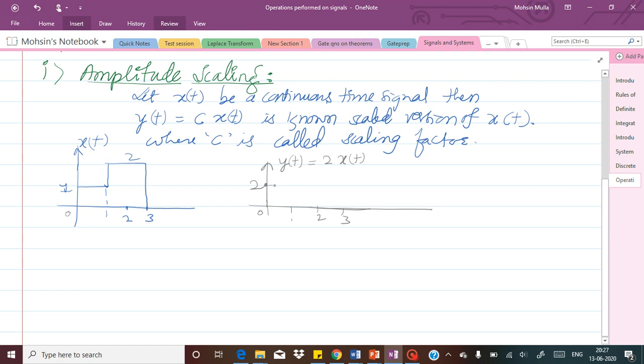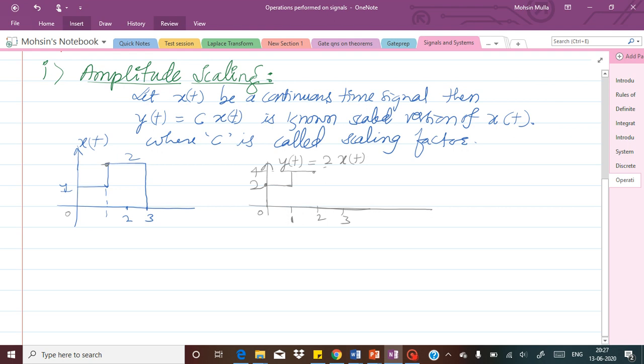Similarly, this magnitude will remain till what time instant? Till 1. So everywhere the magnitude is 1 here, therefore everywhere it will be 2 up to instant 1. After instant 1, the magnitude of x of t has been increased. What is the new magnitude here? This is 2. So therefore 2 into 2. What will be the modified magnitude? It will be 2 into 2, 4. So here I am going to just indicate this magnitude as 4.